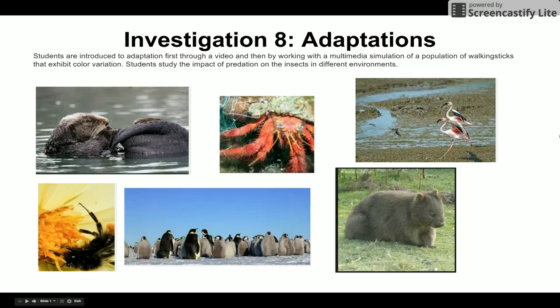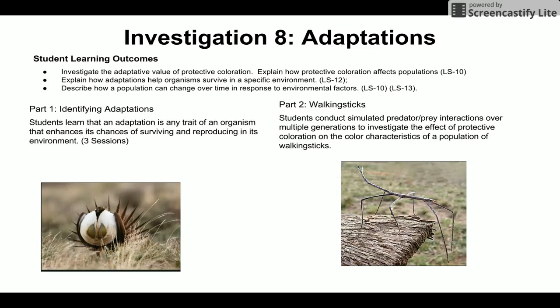Welcome to Populations and Ecosystems Investigation 8, Adaptations. In this investigation, students are introduced to adaptations through video and multimedia simulations. They study the impact of predation on insects in different environments. Investigation 8, Adaptations is comprised of two parts.